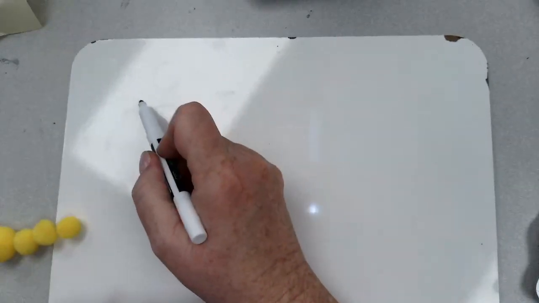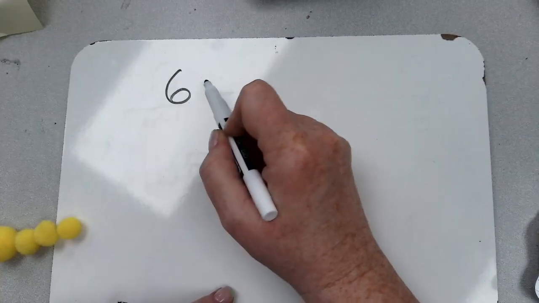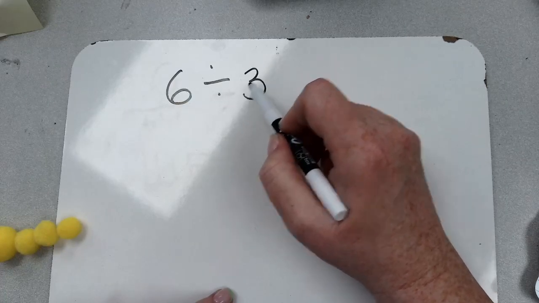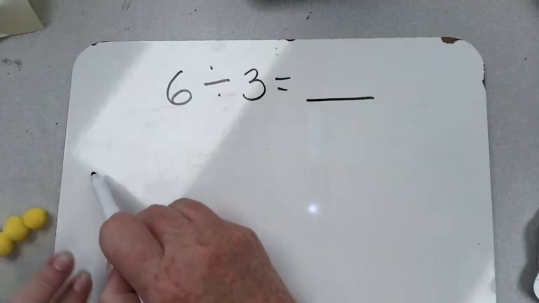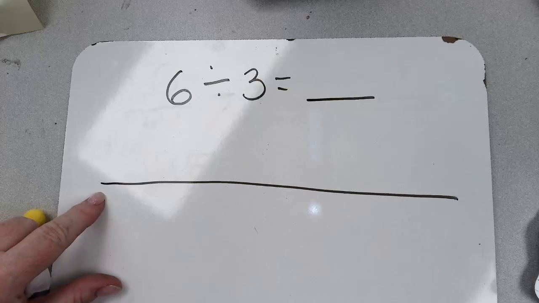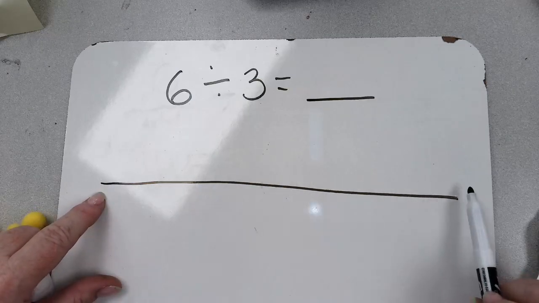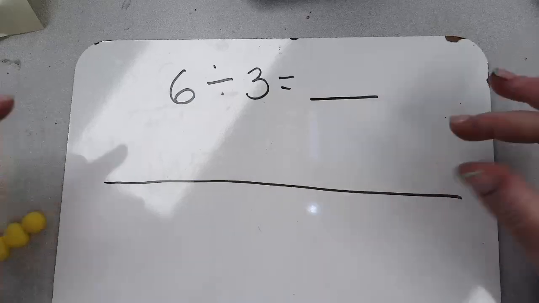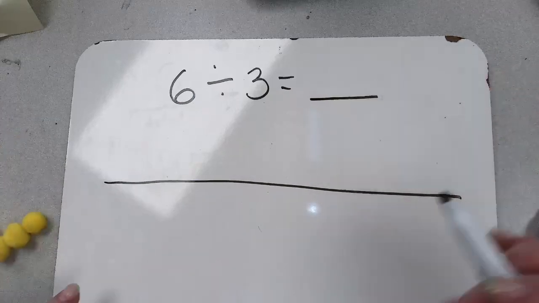is skip counting on a number line. So we're going to take the same question, 6 divided by 3 equals that, and we're going to draw a number line. But unlike a multiplication where our number line would be getting bigger, in this case our number line is going to get smaller. So this one flips with repeated subtraction, which is the 4th strategy.